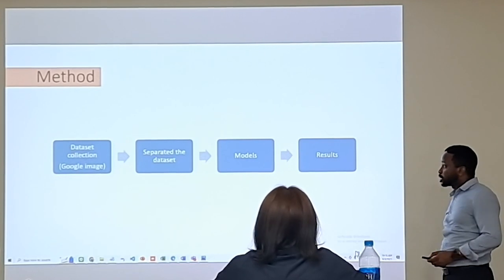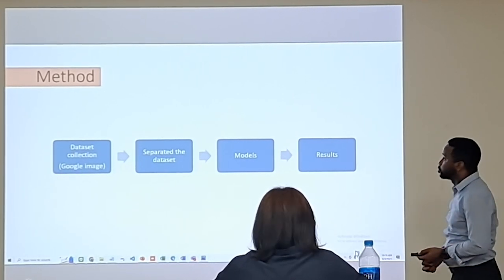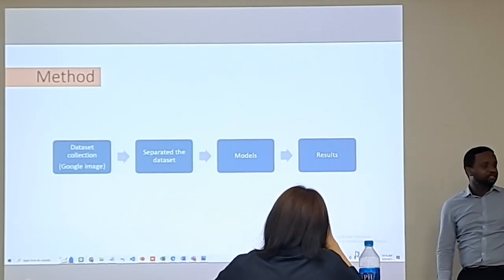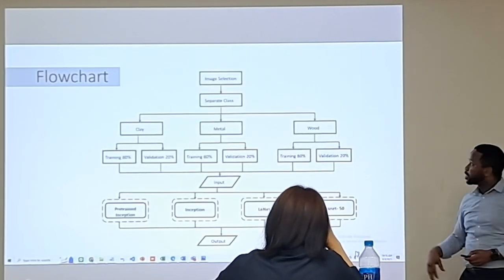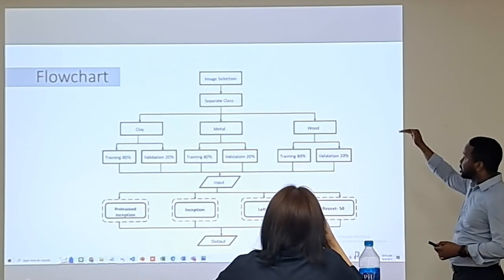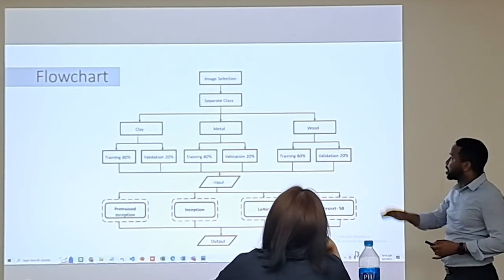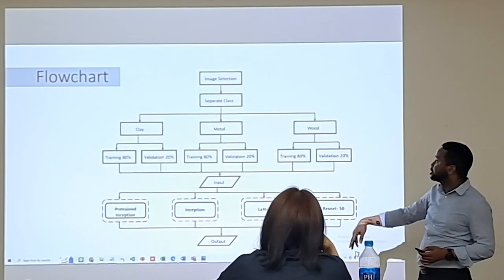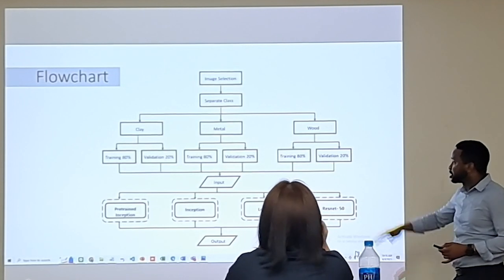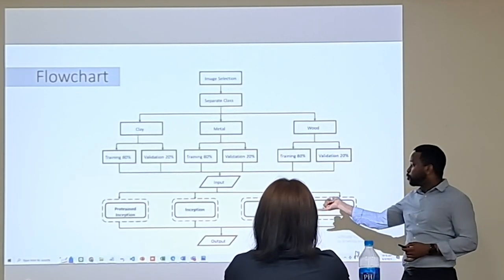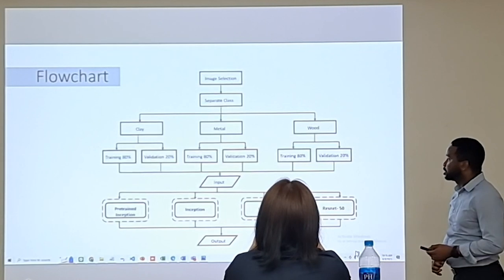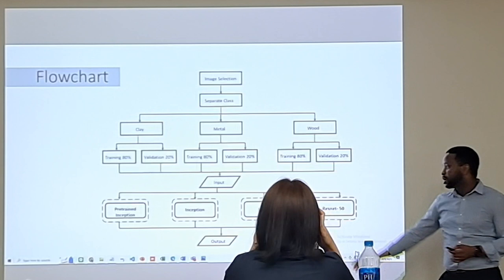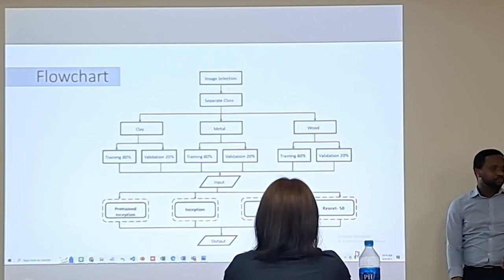The method I used: I collected the data from Google Images as a separate dataset, and then applied models, and then found the results. This is my flowchart, from the image selection, to separating classes. My classes are clay, metal, and wood, and then I use training with 80% and validation for all three classes as input, and then I use three models, which are pre-trained Inception, LeNet, and ResNet 50, and then find the output.